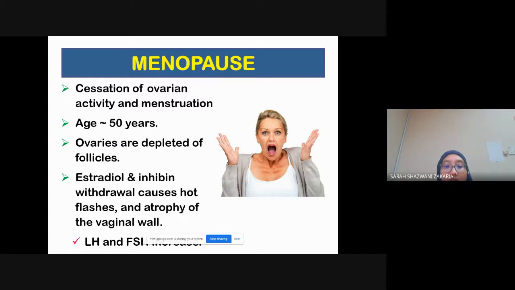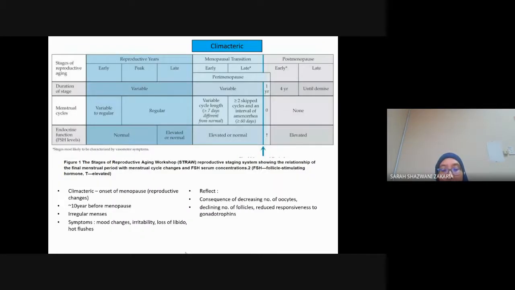The hot flashes, the vaginal wall disintegrates, okay? This one FSH, LH arise, because no more negative feedback mechanism or no more stimulus to suppress the LH and FSH secretion. I hope by now, if I talk about the estradiol, FSH and LH, you can imagine where these hormones are being secreted. Okay, the organ, the gland.